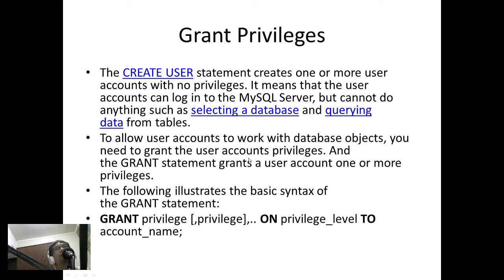To allow user accounts to work with database objects, you need to grant the user account privileges, and the grant statement grants a user account one or more privileges. So the following illustrates the basic syntax of the grant statement. We have done this a while ago, but this is the syntax. GRANT privilege, comma, privilege, ON privilege level. Usually the privilege level is the objects, and then TO account name. So that's the syntax.